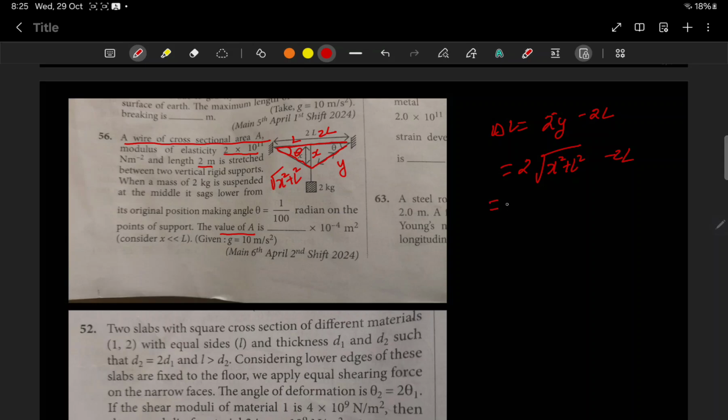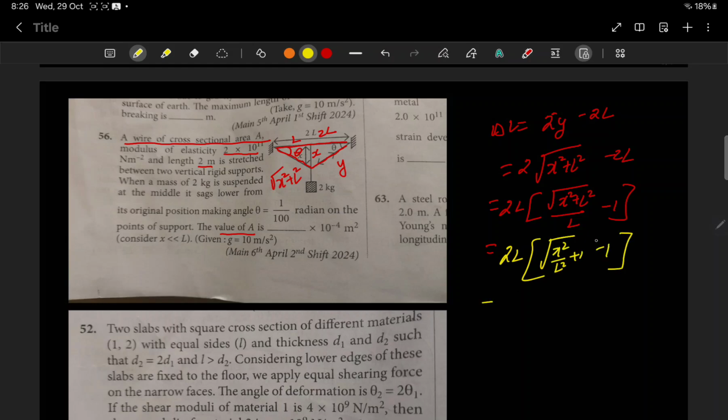Here we can take the 2 common, and L also in common. So we can write 2L into the root of (x square plus L square) divided by L minus 1. If we bring this L into the root, we get root of x square by L square plus 1, minus 1. Now we can apply the binomial theorem. Here we have (1 plus x square by L square) whole to the power 1 by 2.